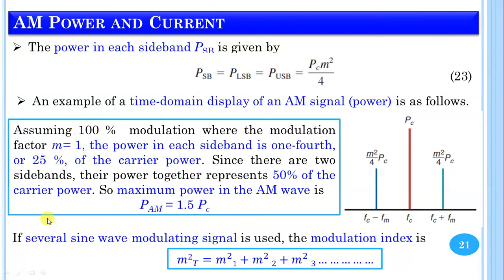If several sine wave modulated signals are used, in that case the modulation index can be calculated by using this expression: mt square is equal to m1 square plus m2 square plus m3 square and so on. Or simply we can say total mt is equal to root of m1 square plus m2 square plus m3 square and so on. So this is another important expression through which we can calculate the modulation index for several sine wave modulated signals.